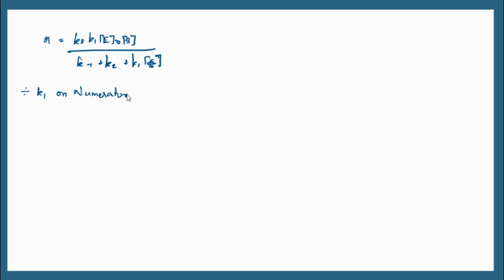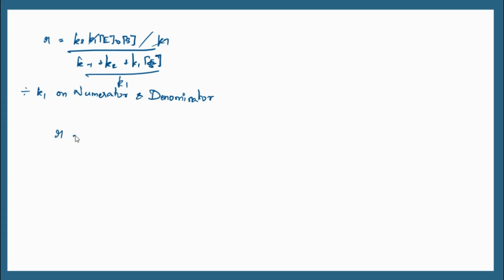So rate is equal to k2 k1 concentration of E naught into concentration of S by k minus 1 plus k2 plus k1 into concentration of S, okay. So now what can we do? We can divide the numerator and denominator both by k1. Dividing by k1 on numerator and denominator, this becomes whole power by k1. So by k1, k1 and k1 will be cancelled.